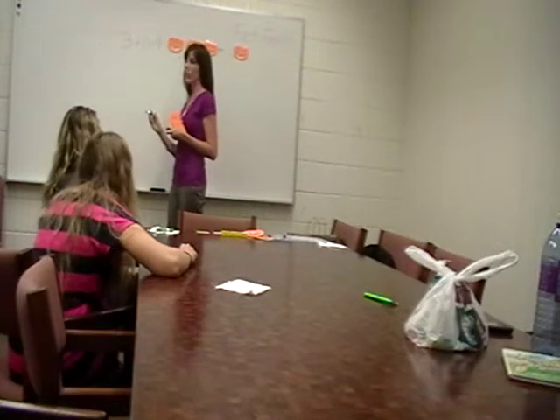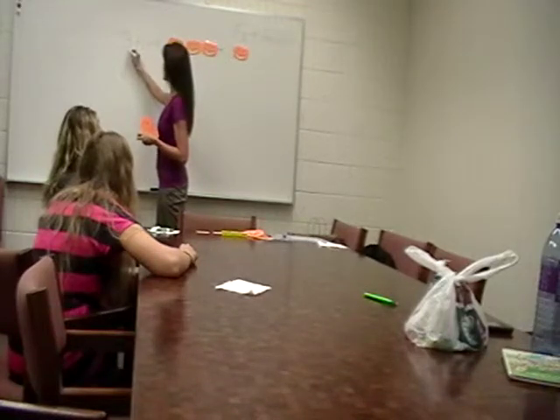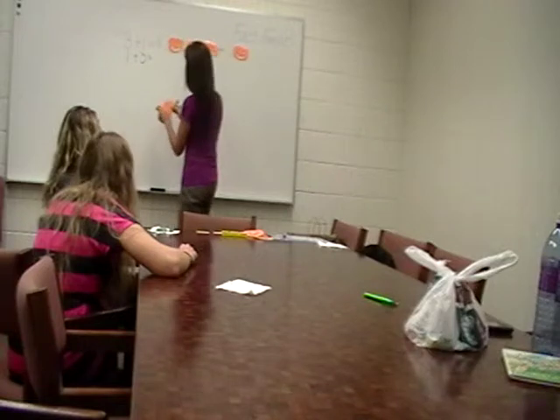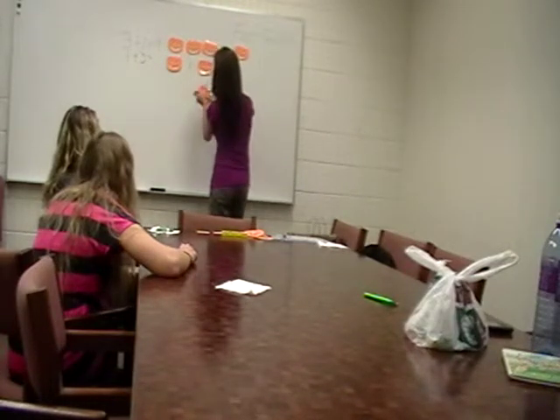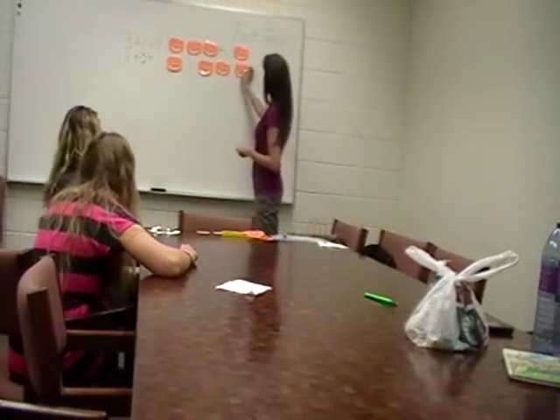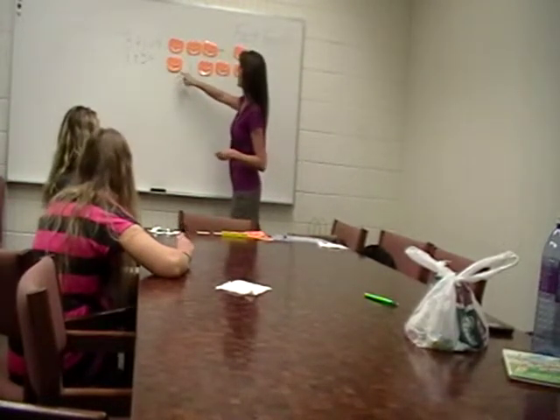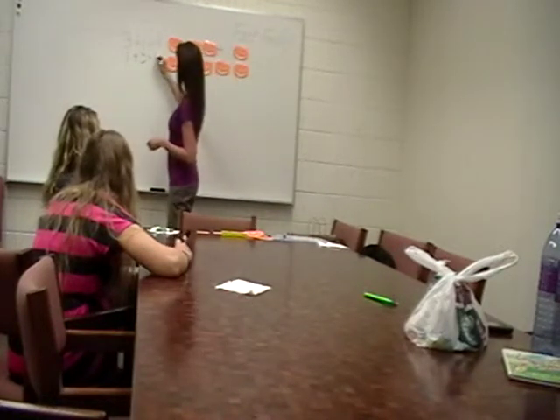So now let's use that commutative principle where we switch our numbers. 1 plus 3, and let's just put these up and see. So now let's count them. 1, 2, 3, 4. We still got 4.